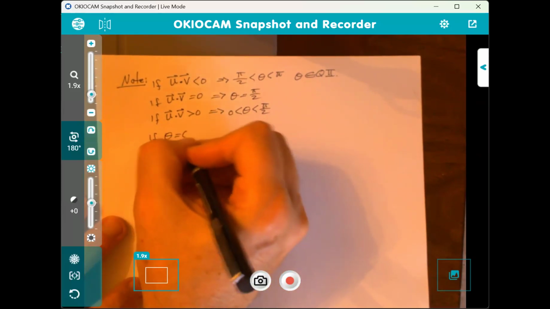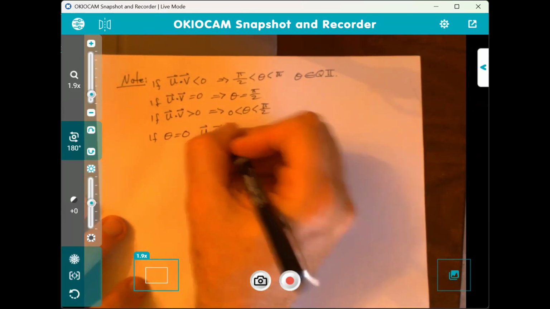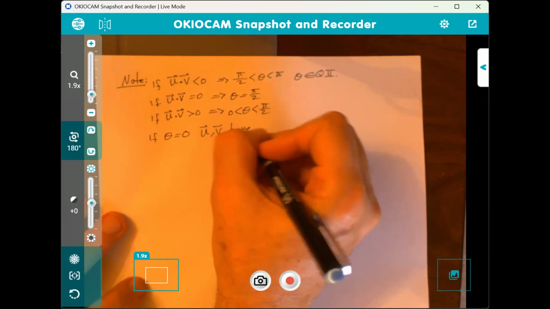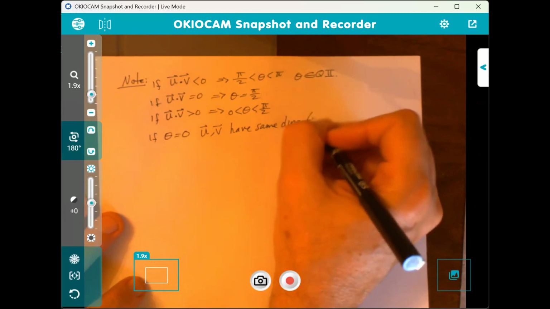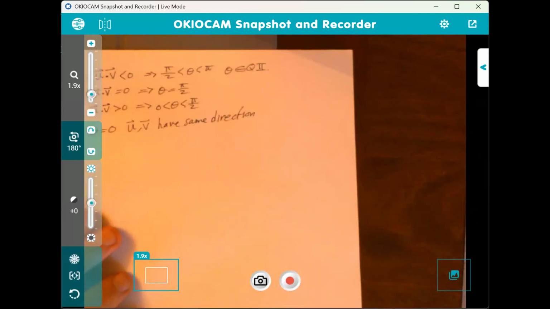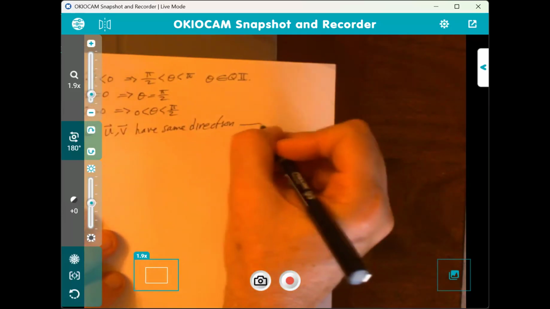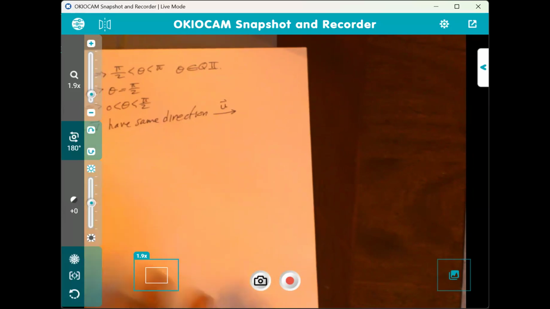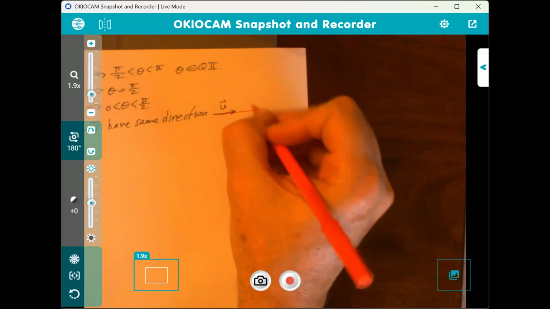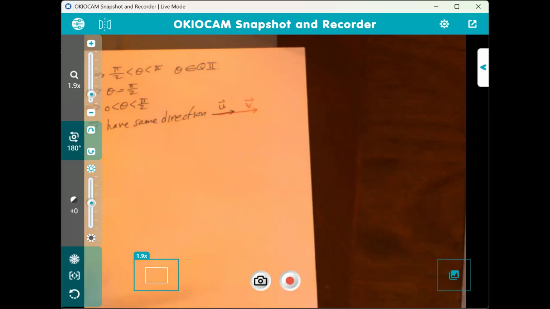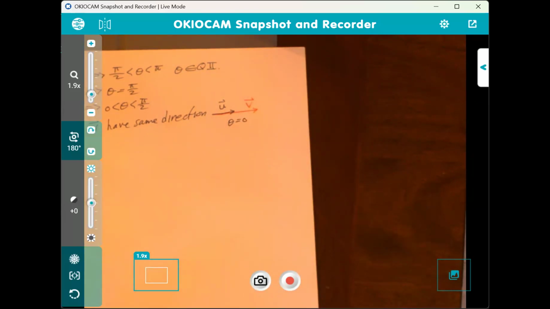If theta is 0, then u and v will have the same direction. In other words, the angle between them is 0, right? I'll do the geometry of that one for you. So here's how the angle between them is 0. This is vector u. Okay. And then another vector v will go like that. You see how that goes? This is where theta is 0. They're going in the same direction.